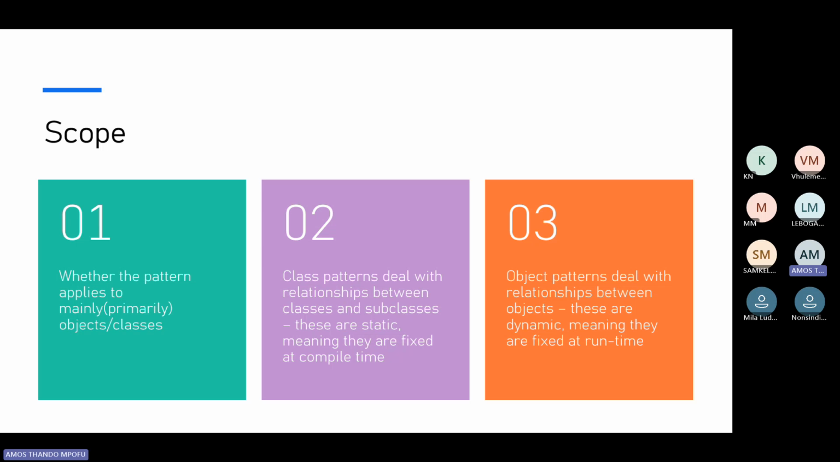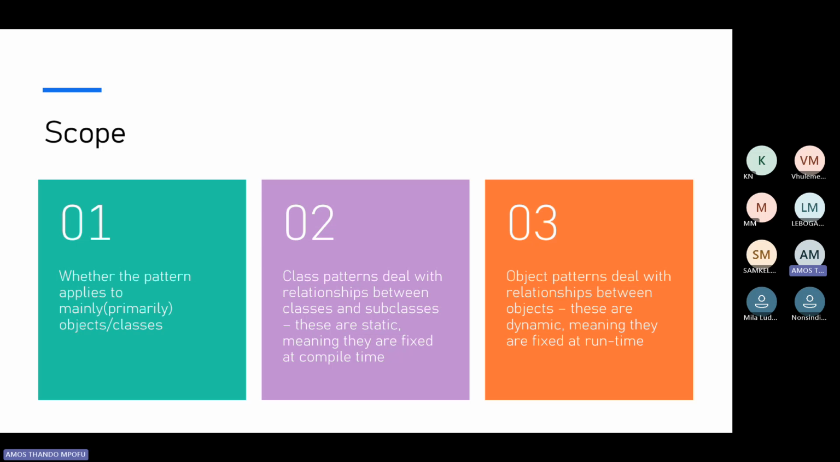You need to check whether the pattern applies primarily to classes or to objects. Every single design pattern, whether it's under creational, structural, or behavioral, always comes in two forms. It's mainly focused on classes, meaning there's things like inheritance, classes and subclasses of those classes, or it's focused on objects that are interacting with other objects. It's mainly focused on objects or mainly focused on classes themselves.